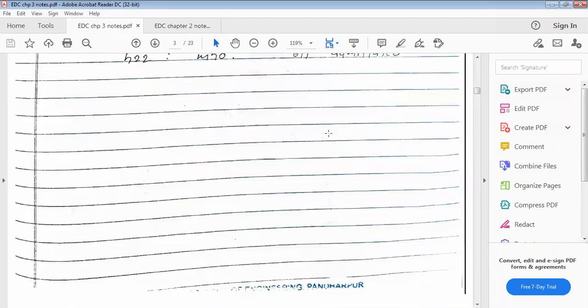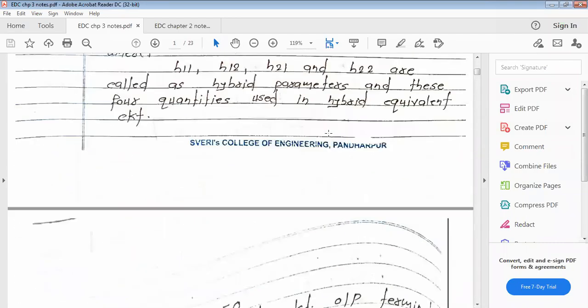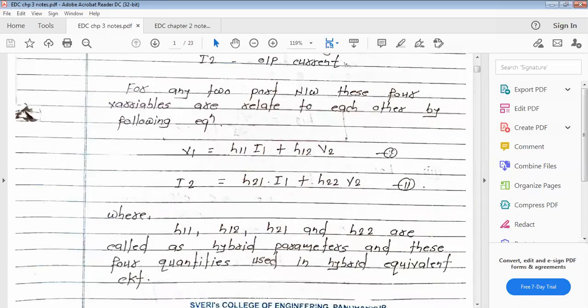Now tell me, out of these equations, which equation is for input and which equation is for output? It is equation 1, it is equation 2. Now tell me, which is for input and which is for output? V1 is the term related to input or output? Input. Yes. Why input? V1 is the applied voltage. Okay, V1 is the applied voltage, or we can say one suffix is there. One is related to the input side.